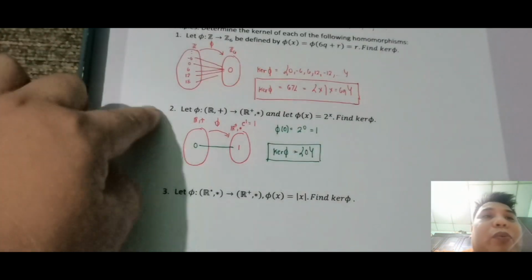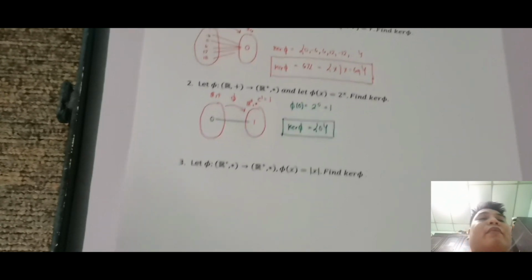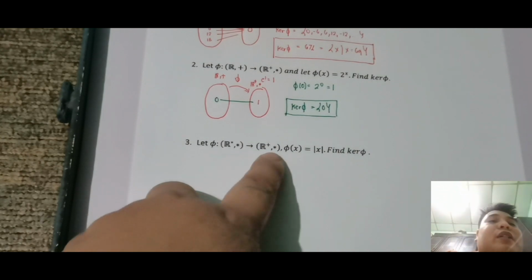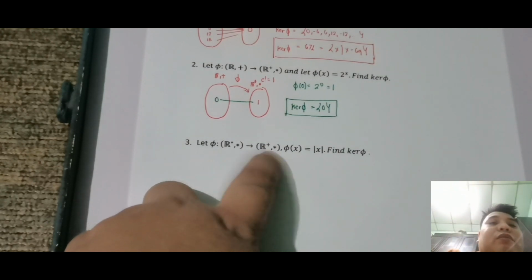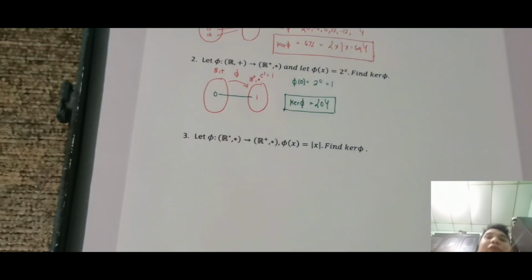O, di ba napakadali? Okay, so again ipoprove ko yung number 2 kung siya ba ay isomorphism. So parang nakikita ko siya as isomorphism, or kung hindi man, kung ano man yung makuha natin sa kanya. Okay, so next is let P be a mapping from R asterisk or deleted set ng R real number, not including 0, multiplication going to R plus, multiplication. Okay, so P of X is equal to absolute value of X. So find Ker of P.